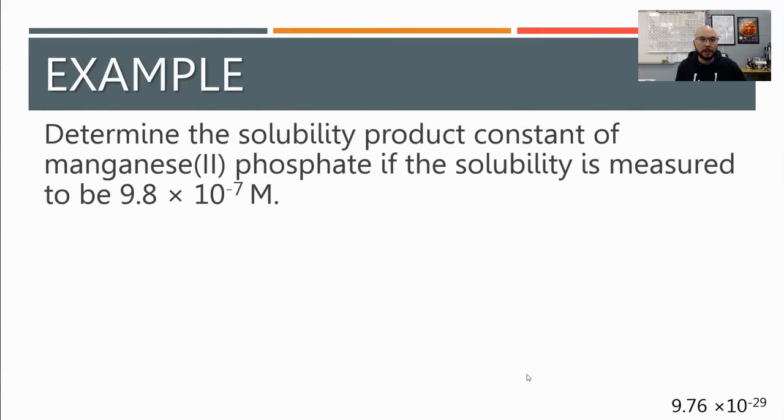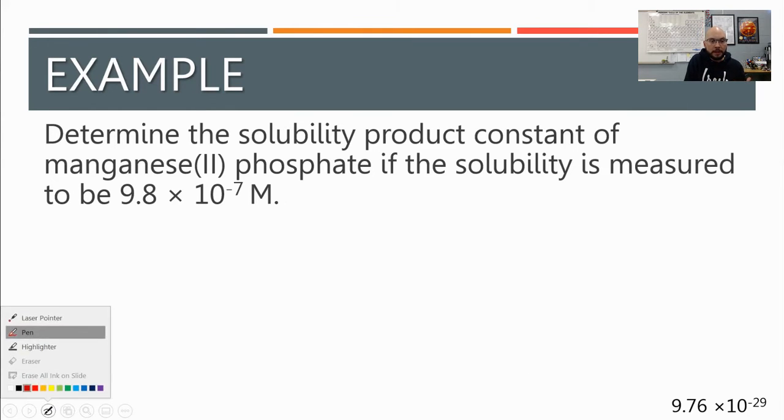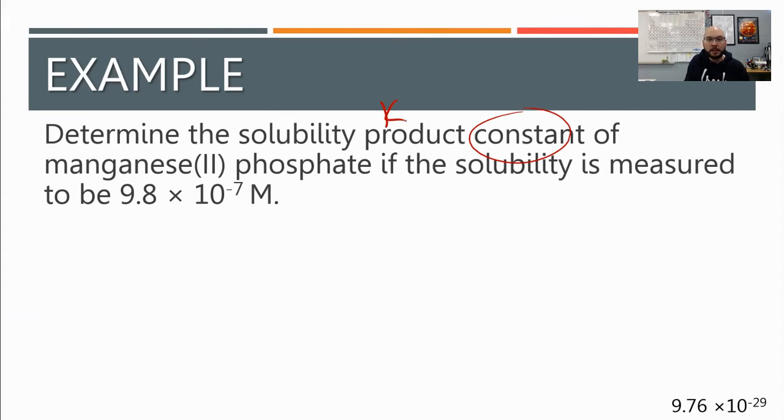Let's take a crack at this one, a little bit more challenging. We are going to determine the solubility product constant of manganese 2 phosphate if the solubility is measured to be 9.8 times 10 to the negative 7 molarity. So what I like to do with these ones, to make sure that I'm doing the right thing, is just write what the symbol would be. So the solubility product constant, anytime I see constant in there, that's KSP, right? There's where the S comes from, there's the P.